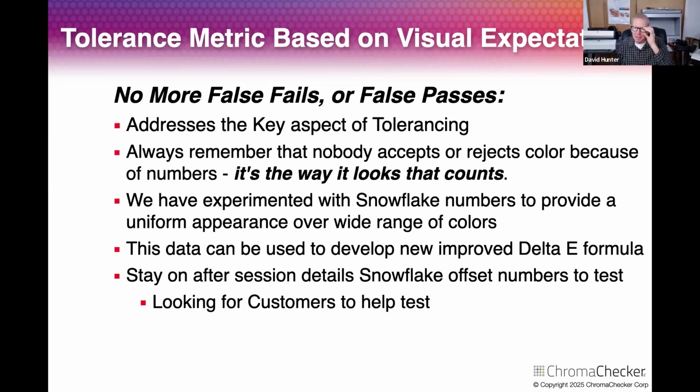And if we get some consensus with a number of users, we can use this as a beta set to actually come up with a new delta E formula, so we can get back to maybe one number to define tolerance versus having to go through a fairly complicated process of the snowflake to set the tolerances. So stay on after the session to learn more about this snowflake offset that can help us develop a new delta E equation.